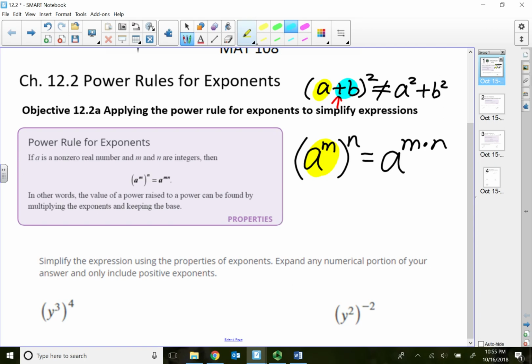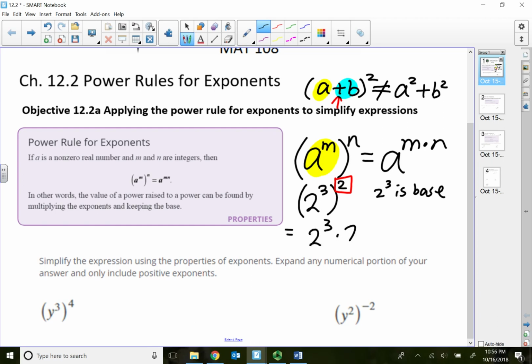So why do we multiply? Here's a reason why. I'm going to do a quick, easy one. If I've got 2 to the third power, then whole thing to the second power. If we keep our eyes on this outer exponent, then my base is whatever is inside the parenthesis, which is 2 to the third. So 2 to the third is actually the base, and my base is going to multiply itself 2 times. So that's 2 to the third times 2 to the third.